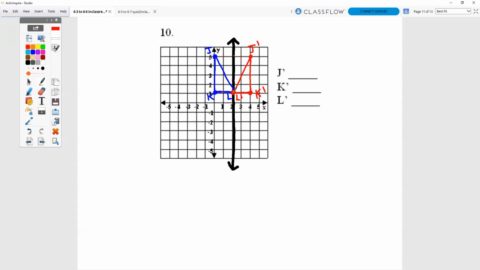So when we draw our picture, notice that if we fold it over the line, those two triangles match up perfectly again. Going to do our coordinates. J prime is over to 4, up to 5. K prime is over to 4, up to 1. And L prime is over to 2, up to 1. So those were reflections. Remember, reflections are those mirror opposite images.